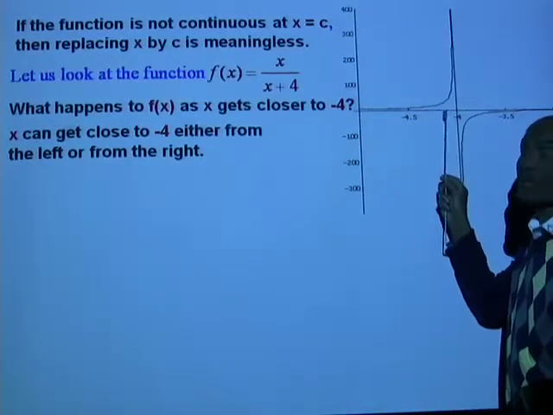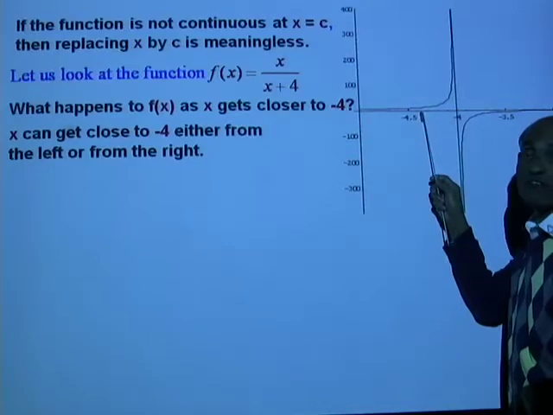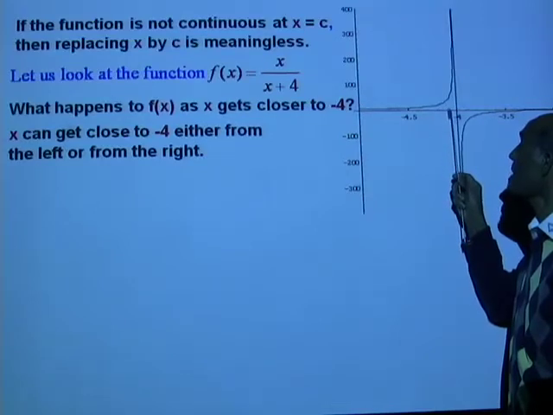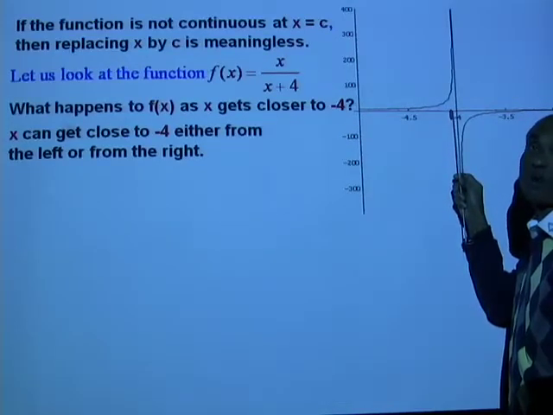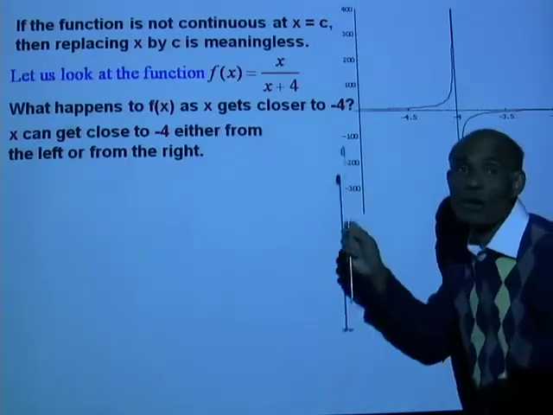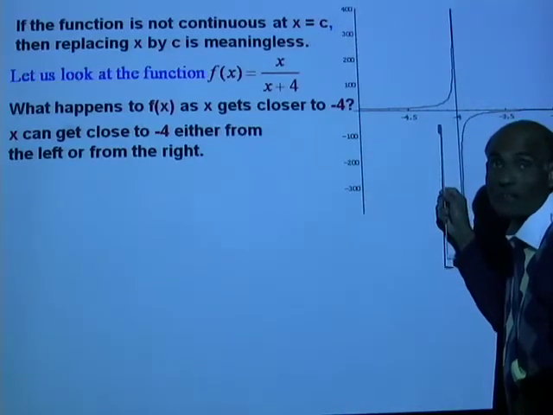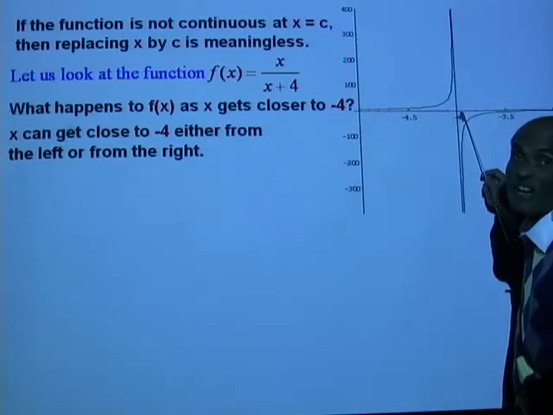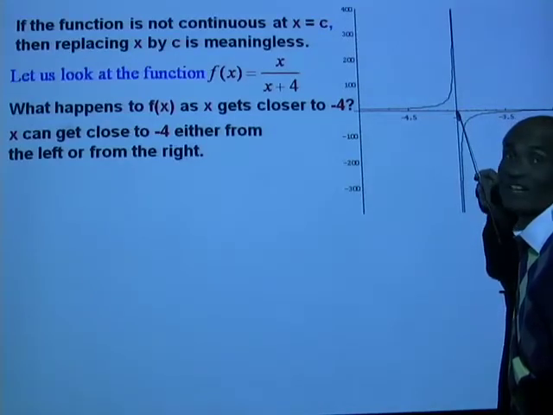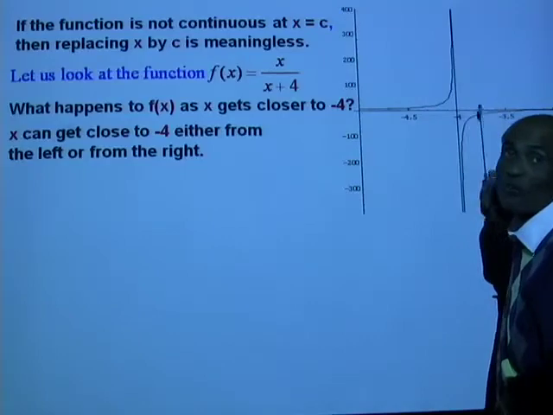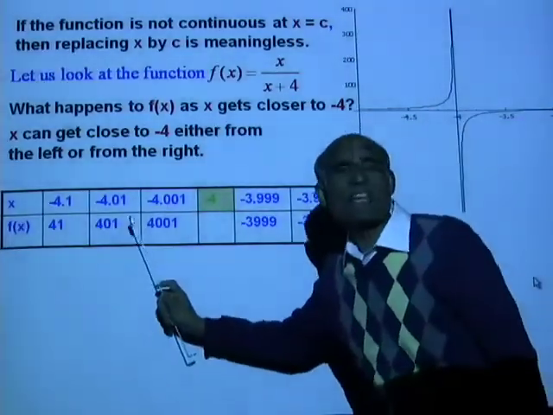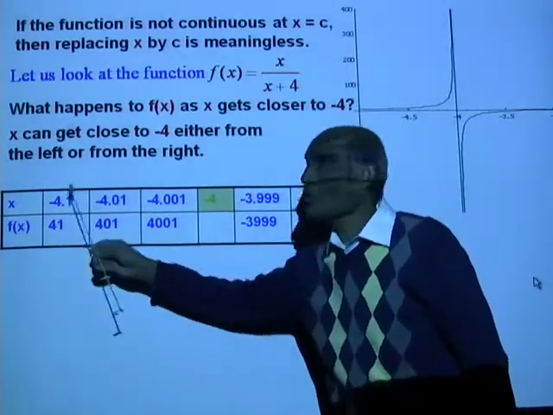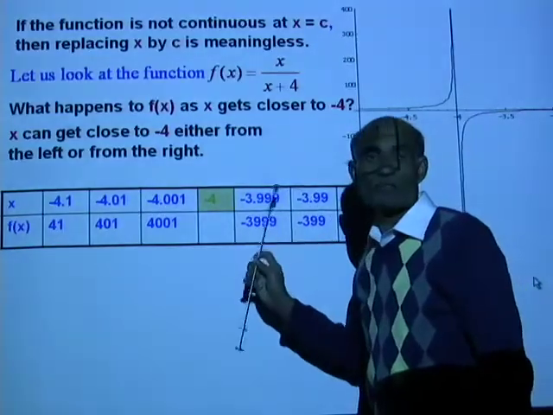x can get closer to -4 as -4.5, -4.4, -4.3, -4.2, -4.1, -4.01, -4.001, which is getting very close to -4 from the left. Similarly from the right, -3.9, -3.99, -3.999 is getting closer and closer to -4 from the right. Let's find the output values as x gets closer and closer to -4 from the left and from the right.